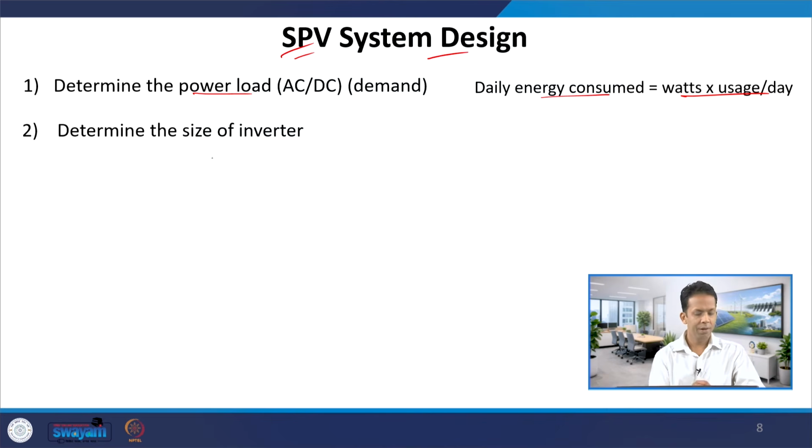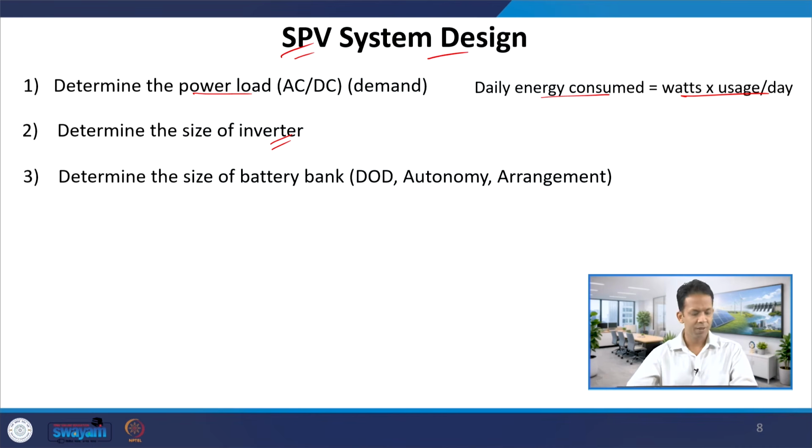Second, determine the size of the inverter. For this, you will have to assume that all the equipment in the load is on, and consider the rating of each of those equipment and the total power rating, and whether that much can be satisfied by the inverter. Based on that, the inverter size would be determined.